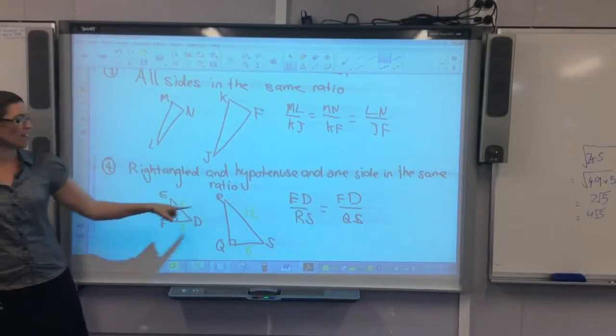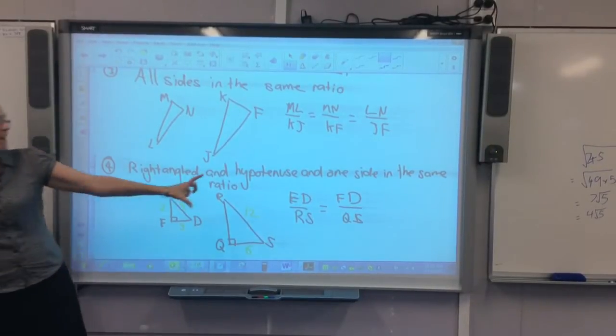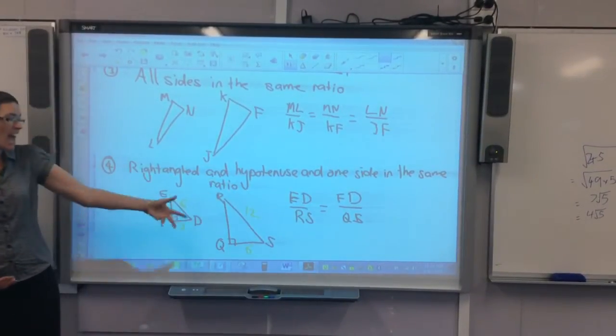Yeah. So to find this one, you find the missing one using the scale factor, using the fact that this is going to be twice as big. So it has to be 4.